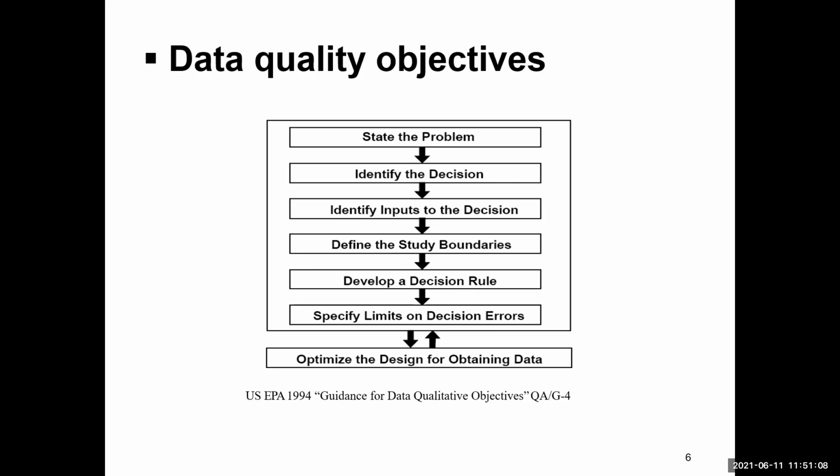First, state the problem, then identify the decision, identify inputs to the decision. Then define the study boundaries. Develop decision rules, specify limits on the decision errors. And the last one is to optimize the design for obtaining data. So this is the data quality objectives. First, you identify the problem.